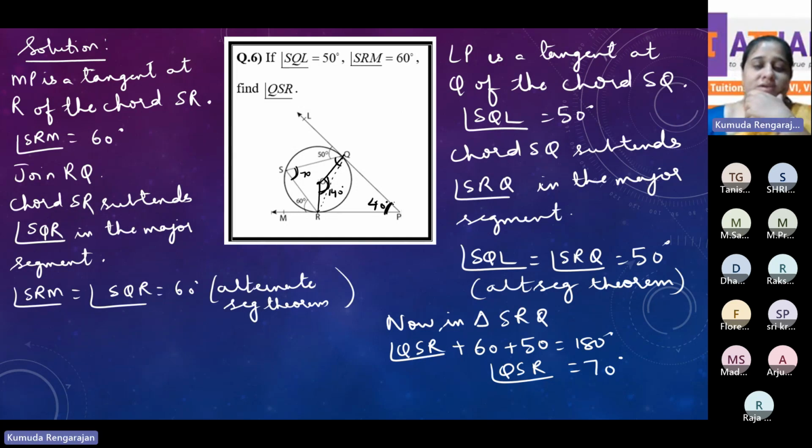You can also find this angle. Now we found this is 70. Join OR and OQ. So this angle will be 140 by the 9th standard theorem. Circumference is 70, so center will be double that, 140. Now this one is a cyclic quadrilateral. Opposite angles are supplementary. This is 140, so this will be 40.